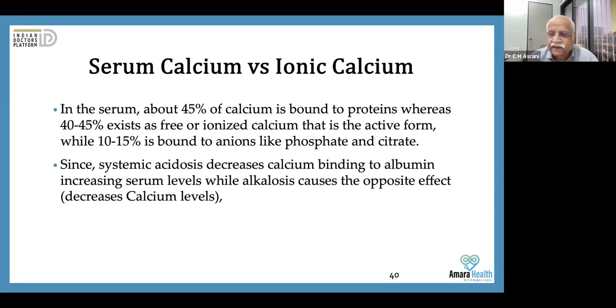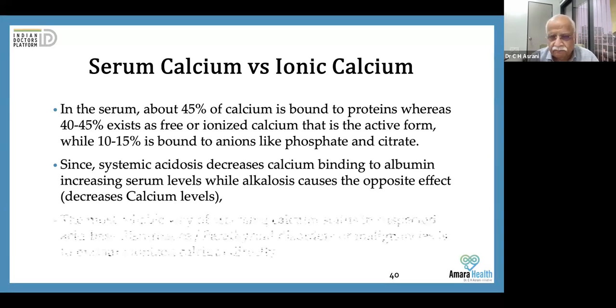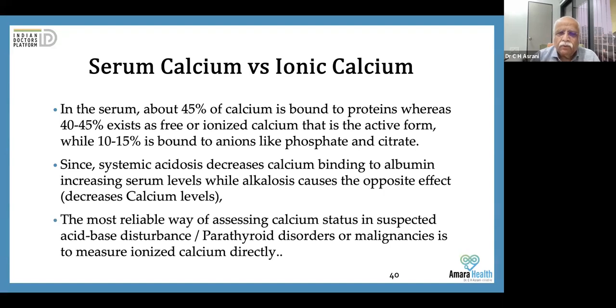In such a case, we should ask for ionic calcium. The most reliable way of assessing calcium status in suspected acid-base disturbance, parathyroid disorders, or malignancies is to measure ionized calcium density. You may wonder why we are talking of malignancy.